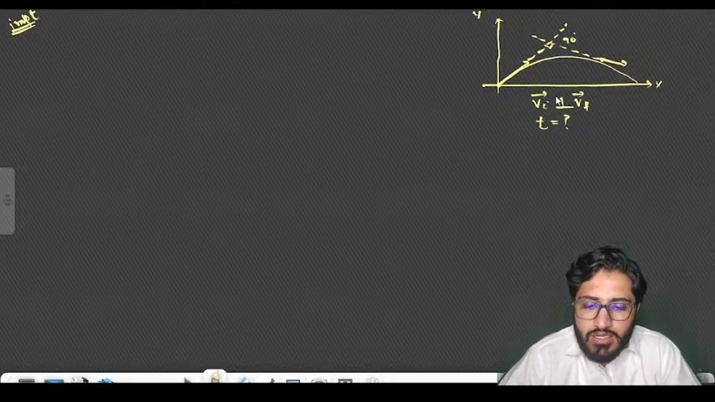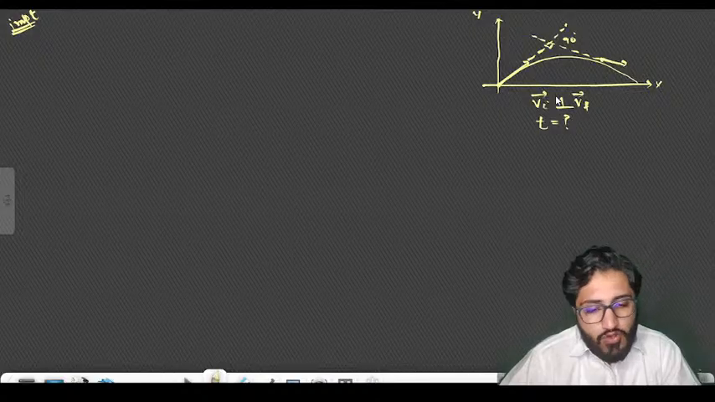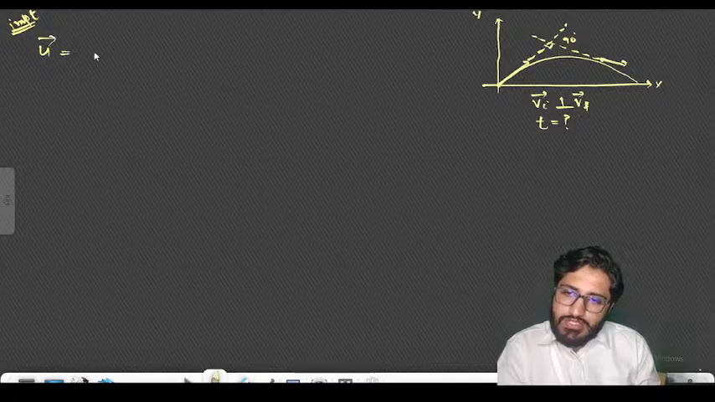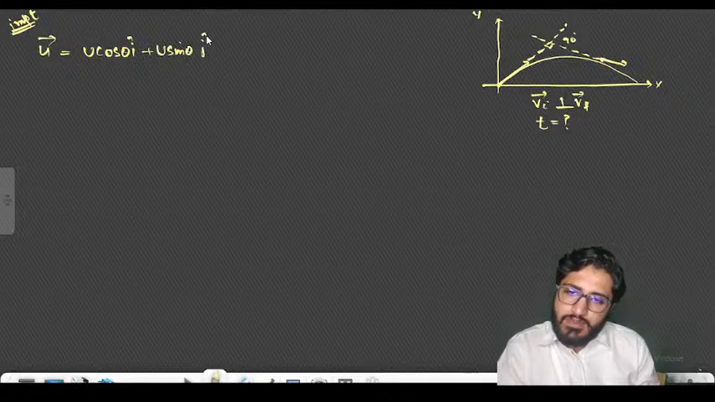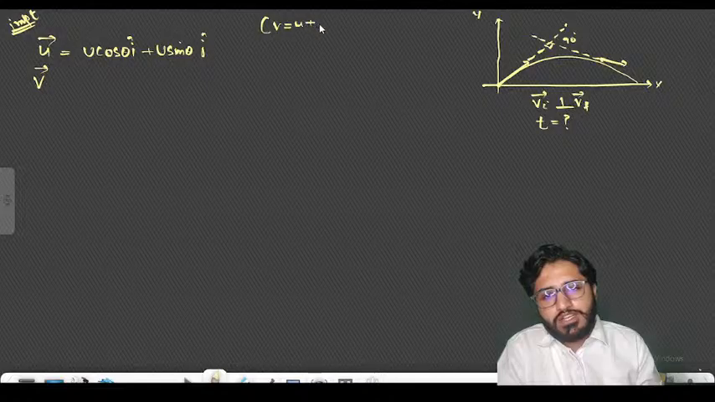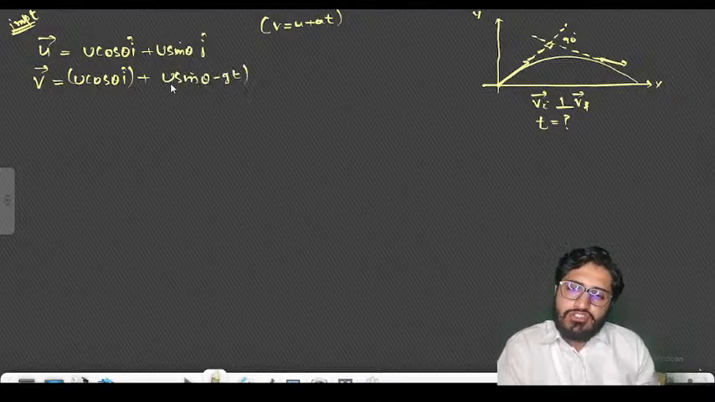Time after which velocity of my particle becomes perpendicular to the initial velocity vector. Firstly, what is initial velocity? Initial velocity is u cos theta i cap plus u sin theta j cap. Is it like this? Yes, sir. What is final velocity vector? We know that v equals u plus at. So I can write it as u cos theta i cap, then u sin theta minus gt j cap.